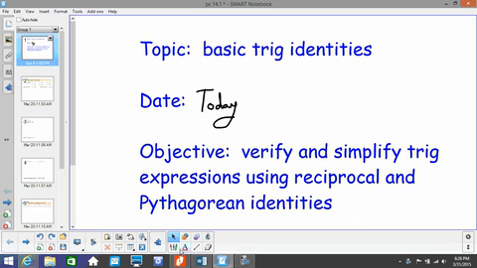We are starting what I'm going to be calling Chapter 14. It's not in the pre-calculus book. It's actually Chapter 14 out of your Algebra 2 book. Basic trig identities. Our objective is to verify and simplify trig expressions using reciprocal and Pythagorean identities.